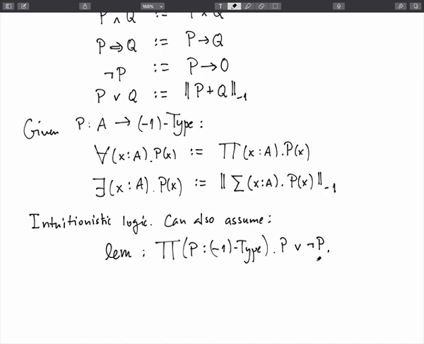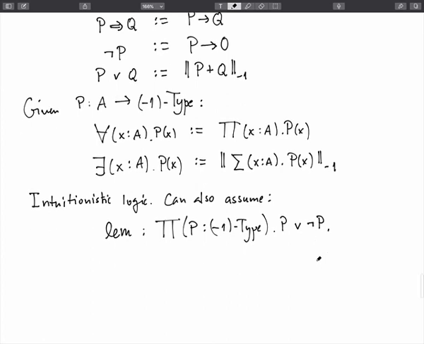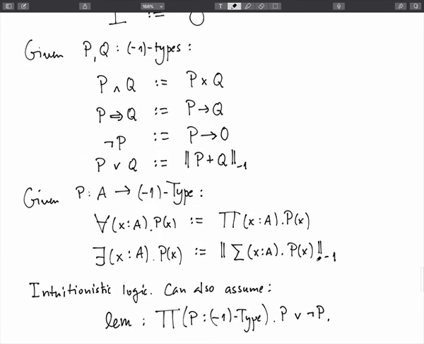We know it's consistent. Nothing breaks. All univalence, everything still works. So it's okay to have LEM if you want to. Maybe I can comment. So what the heck was going on here?